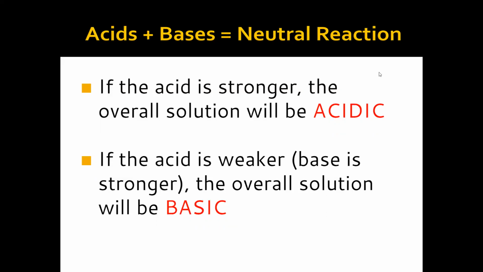If the acid is stronger in this neutralization reaction than the base, then the overall solution at the end will be acidic. If the acid is weaker and the base is stronger, then the overall solution that you get after the reaction happens is basic.